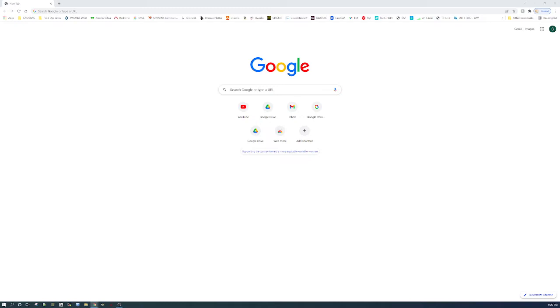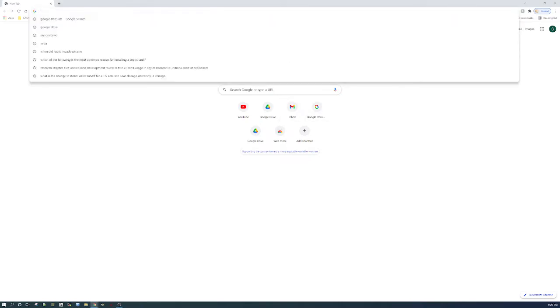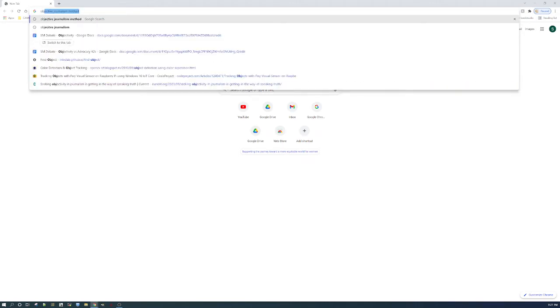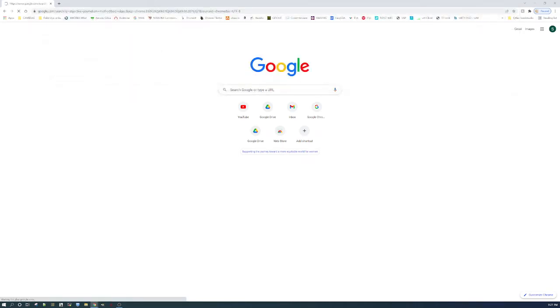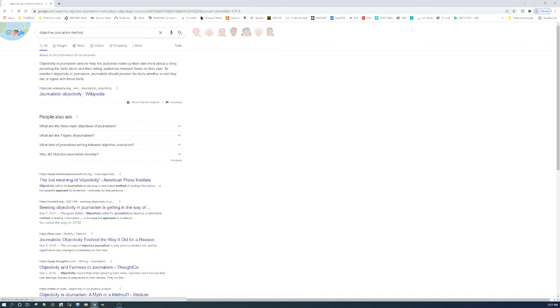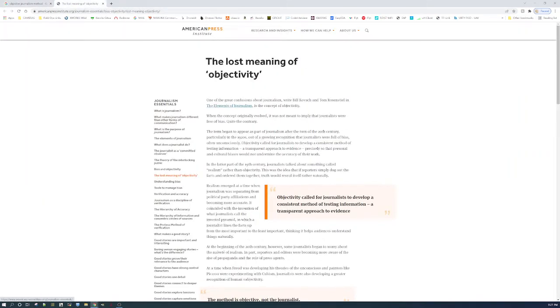So the best definition to use for objectivity, in my opinion, would be the API scientific method, which to find this, we just look up what we did yesterday, which is the objective journalism method. In my opinion, this is the best definition for objectivity that I found, and it really narrows down the perception of what constitutes objectivity. And we'll go ahead and get through the American Press Institute since that's the original articulation.